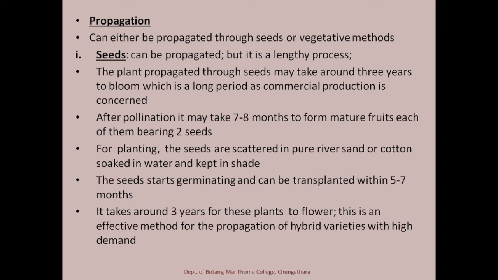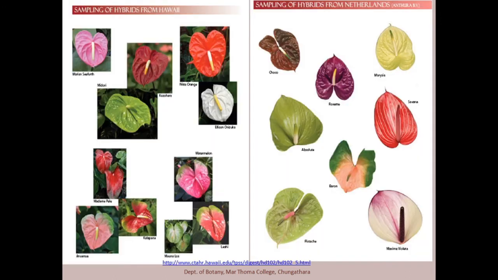The plant propagated through seeds may take around 3 years to bloom, and it is a long period as far as commercial production is concerned. After pollination, it may take 7 to 8 months to produce the fruit and the mature seeds in it, and it takes around 3 years for it to get flowered and form a mature plant.